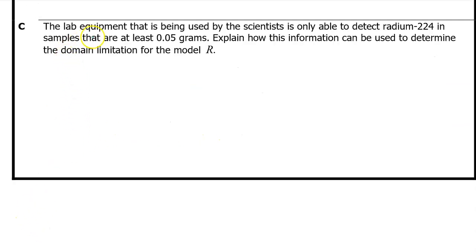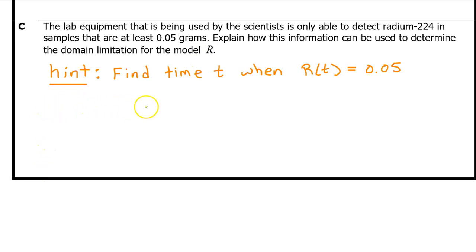Part C. The lab equipment that is being used by the scientists is only able to detect radium-224 in samples that are at least 0.05 grams. Explain how this information can be used to determine the domain limitation for the model R. Our strategy is to find the time t when R of t equals 0.05. This time will be the upper limit of the domain, since the equipment will no longer detect radium-224 after this.